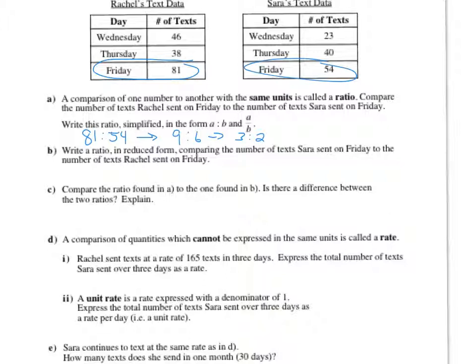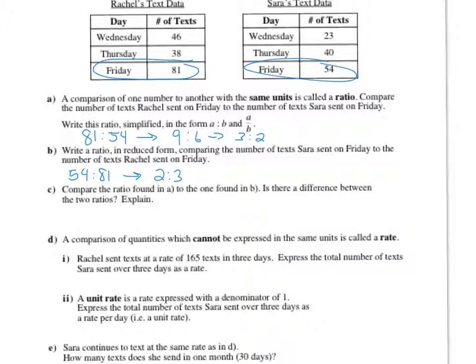Write a ratio in reduced form comparing the number of texts Sarah sent on Friday to the number of texts Rachel sent on Friday. So if you notice, it's the same data, but it's just reversed. So it becomes 54 to 81, which, if we reduce down, becomes 2 to 3.